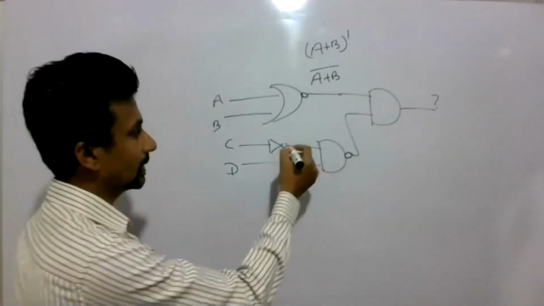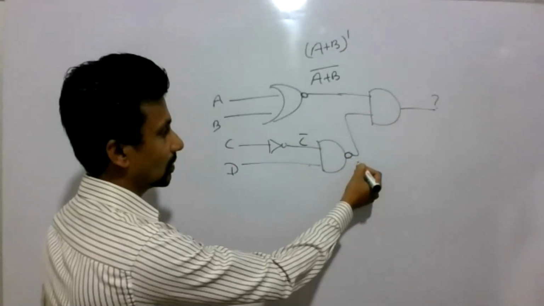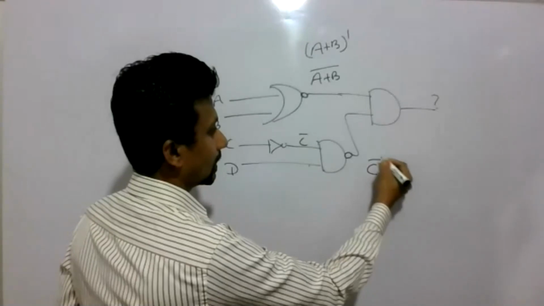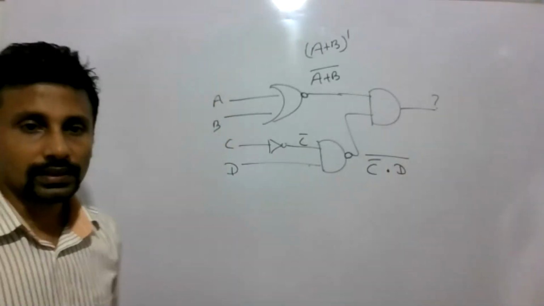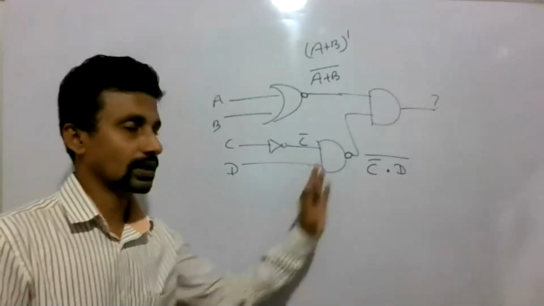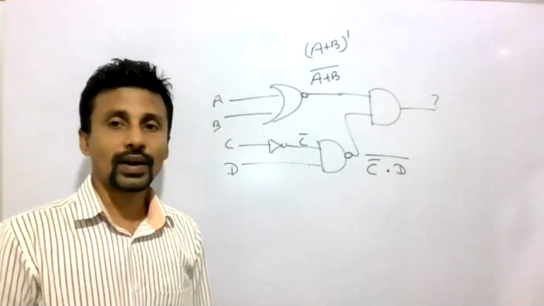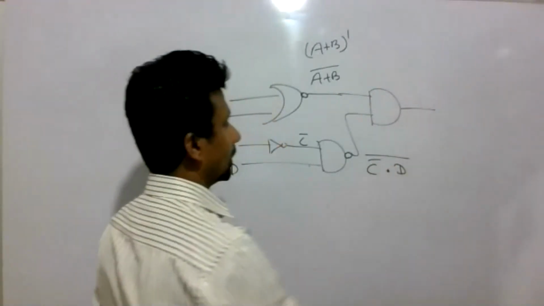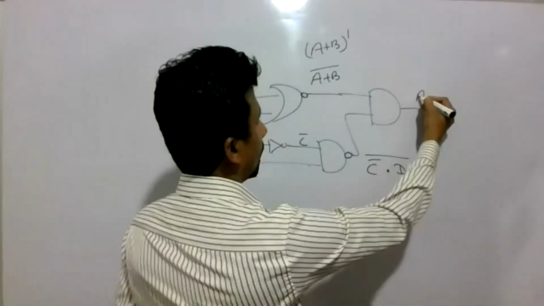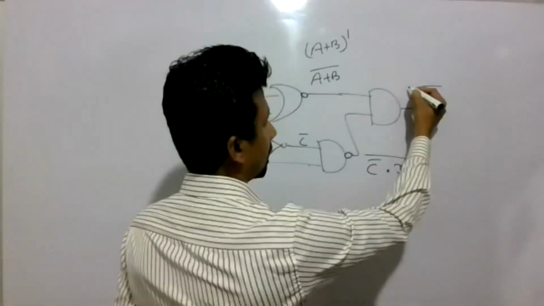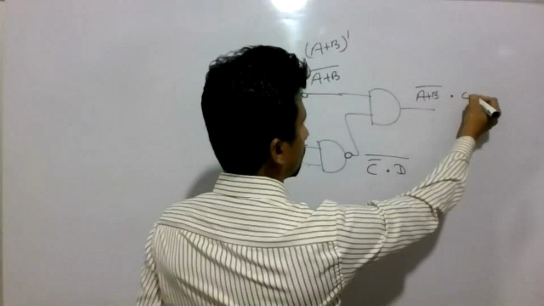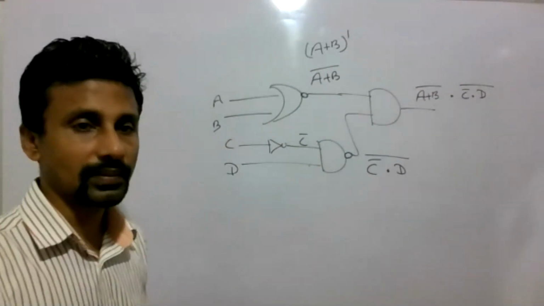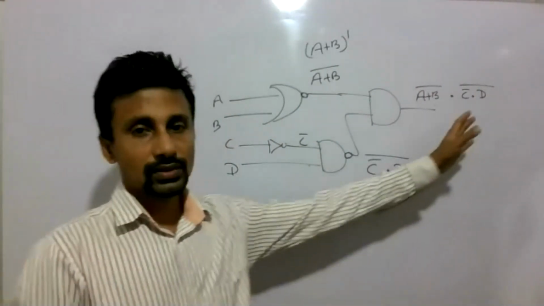Here I'm getting C dash. When it goes to this side, C dash dot D dash, whole thing dash. So when it comes to the final output, your answer will be (A plus B) dash dot (C dash dot D dash). This is your output. If you put brackets, it doesn't matter. So this is your final answer.